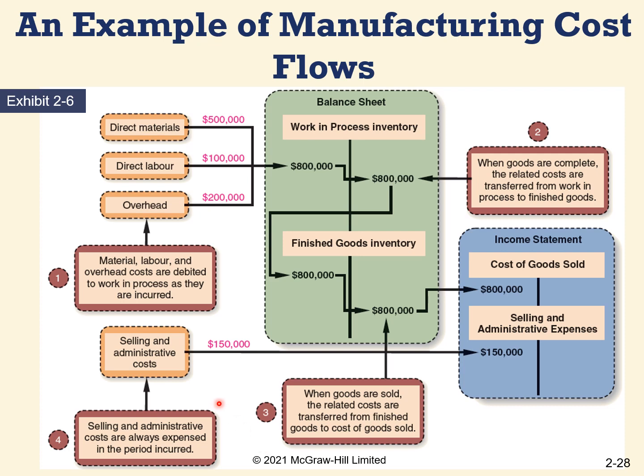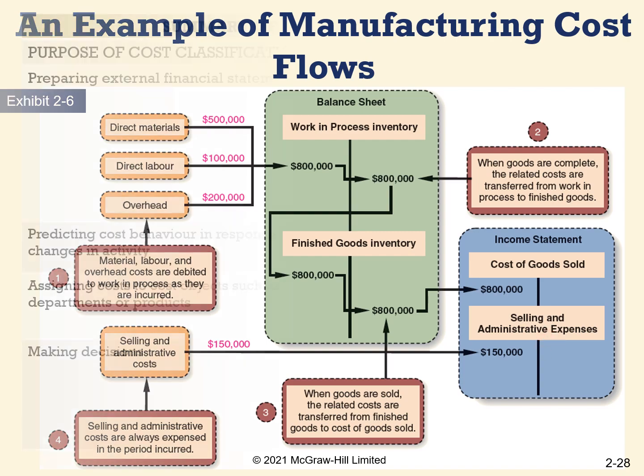And on the other side, we have our selling and administrative costs. These costs are always expensed in the period incurred. So for this period, they were $150,000. These selling and administrative costs are going to skip the balance sheet and go directly over to our income statement. The 150K is going to hit selling and administrative expenses.